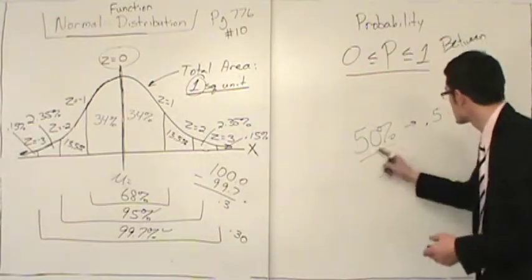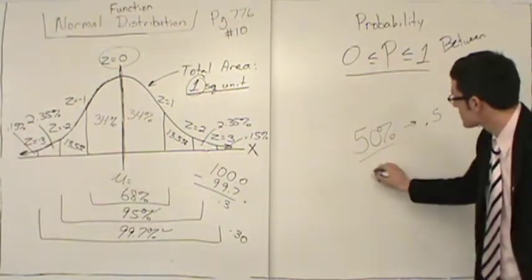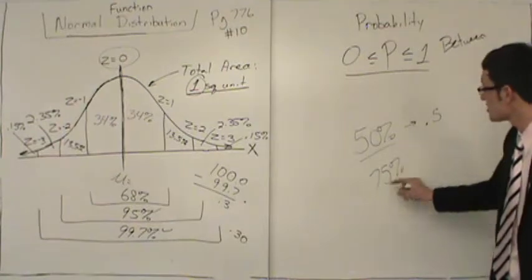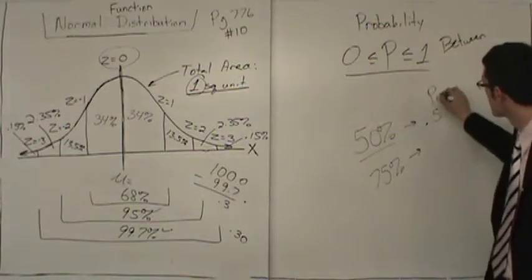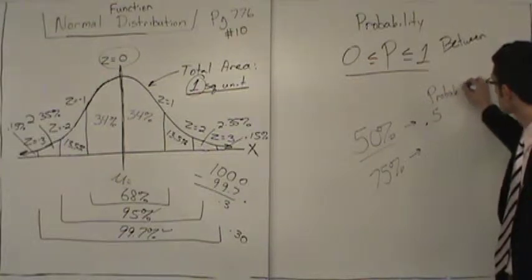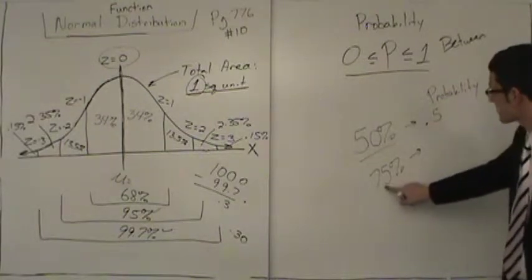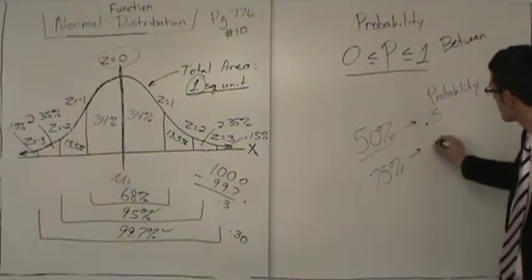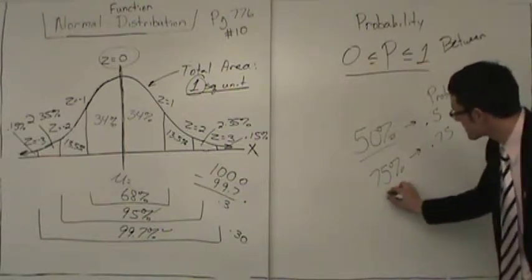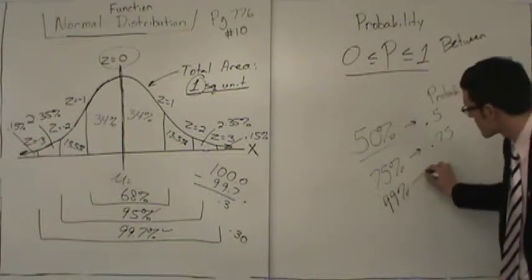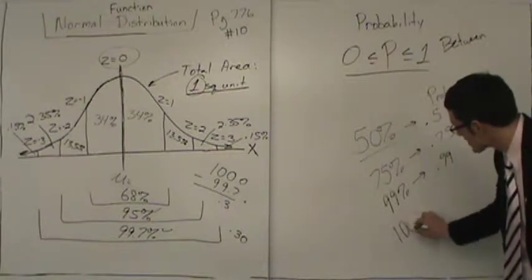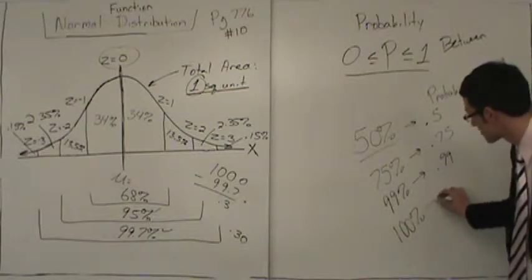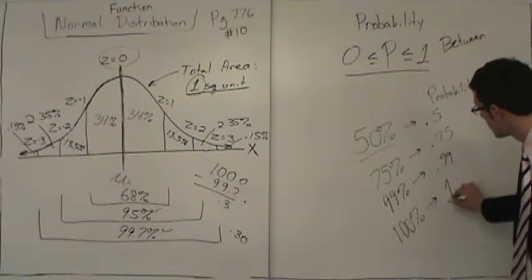Okay, so now 50% is 0.5, and 75% chance. Percentage is a description of probability. The probability would be what? 75% is a description. Probability would be 0.75. If I said 99% chance, what is that probability? That is 0.99. If I say 100% chance, what is 100% chance? 100% chance is a probability of 1.